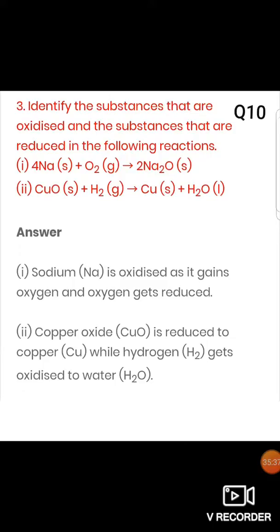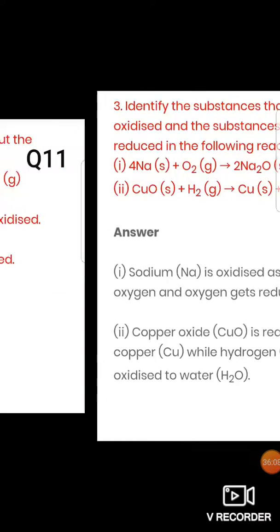So in the first reaction, sodium is oxidized as it gains oxygen, and oxygen gets reduced. In the second reaction, copper oxide is reduced to copper, while hydrogen gains oxygen. So hydrogen is oxidized to water.